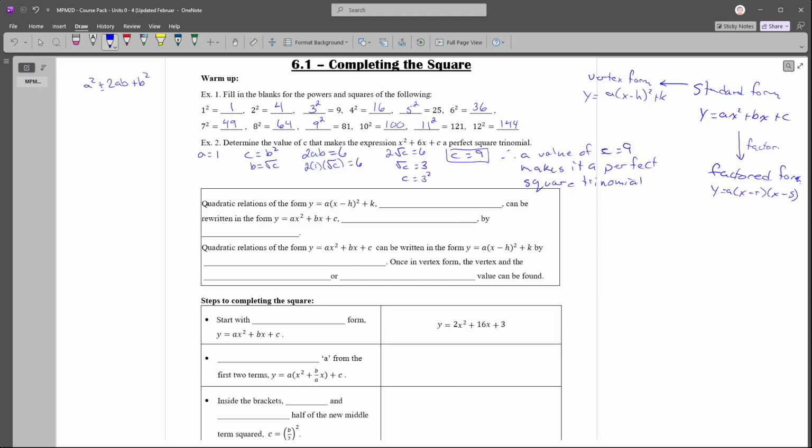So if we have a quadratic relation in the form of y is equal to a times x minus h squared plus k, which we call the vertex form, it can be rewritten as ax squared plus bx plus c, standard form, by simply expanding. So if you have vertex form and you just multiply it out, you get the standard form. And the same thing goes when you're in factored form. If you multiply it out, you're going to go back to standard form again. So both ways, you can get back to standard form by expanding. That sometimes might be useful, but we'll see.